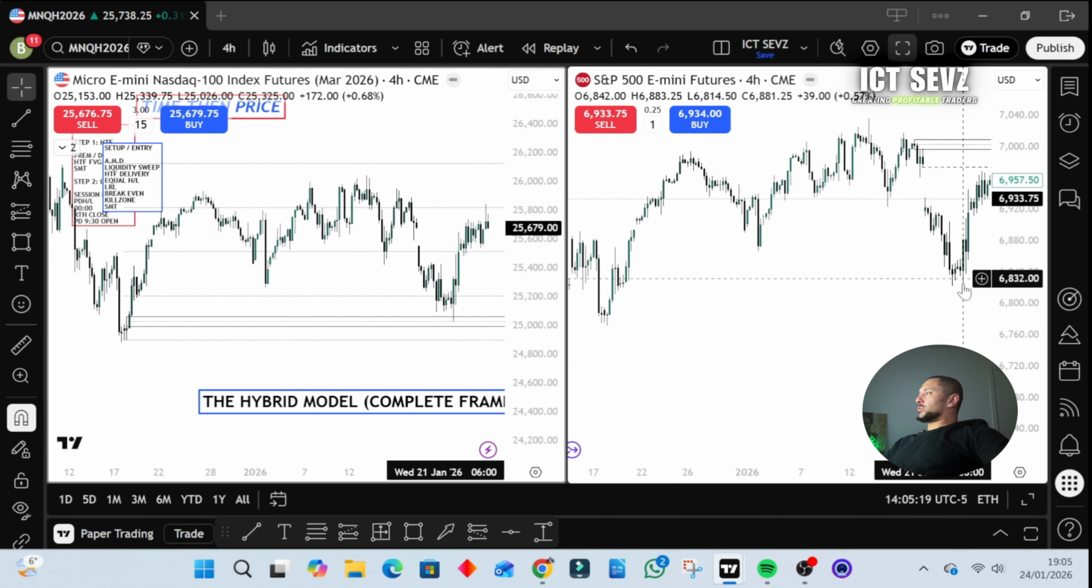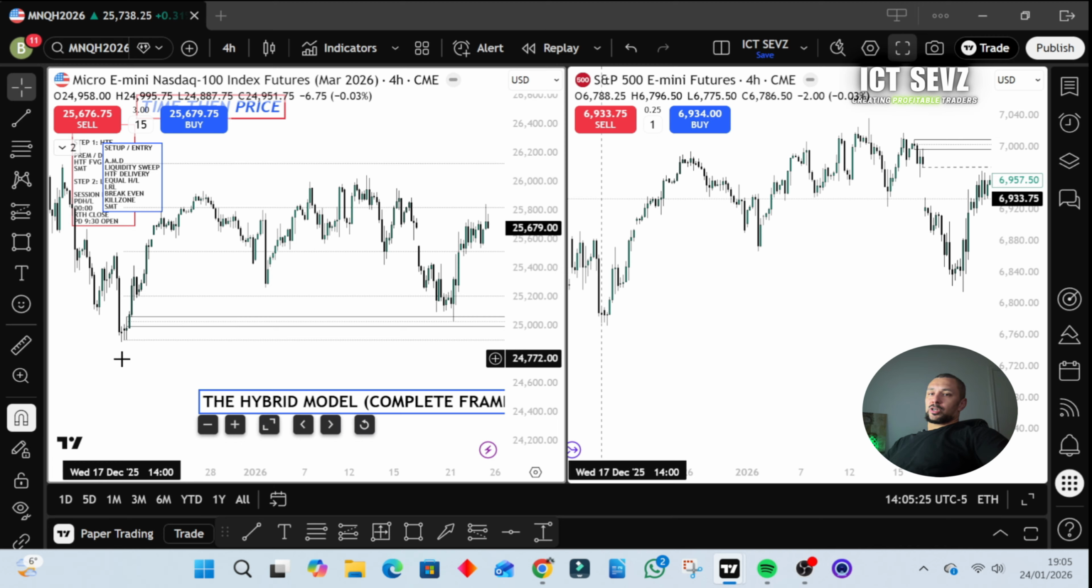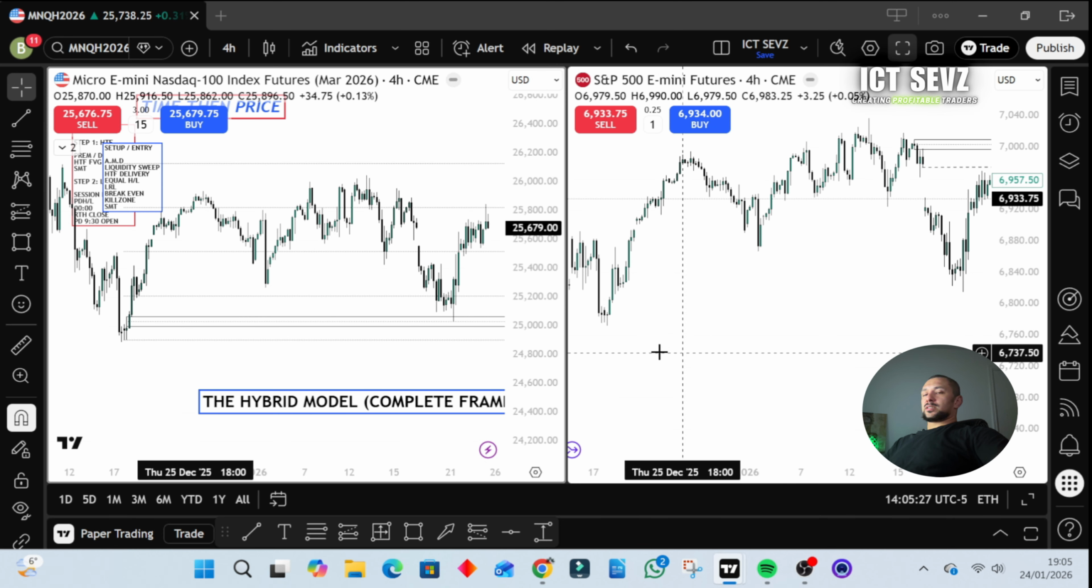Now ES has not reached that 4 hour gap, and NQ has reached down and tapped into that 4 hour. So we have SMT, a bullish SMT as well. Okay, now as I said, it's not compulsory, we don't need that, but it's just a good extra confluence to have. If you see that, it's going to give you more confidence in taking the trade.